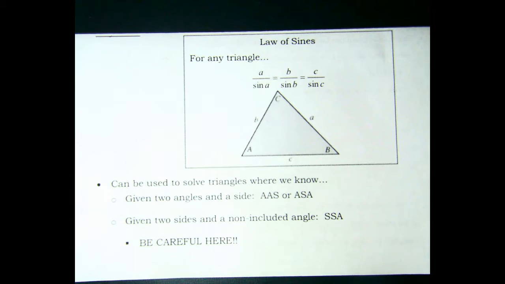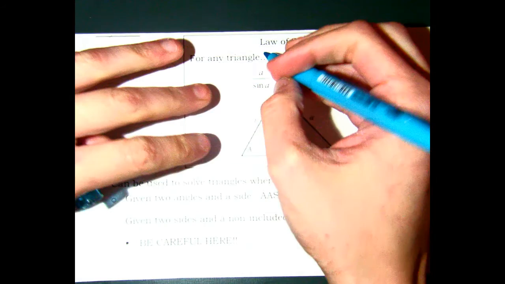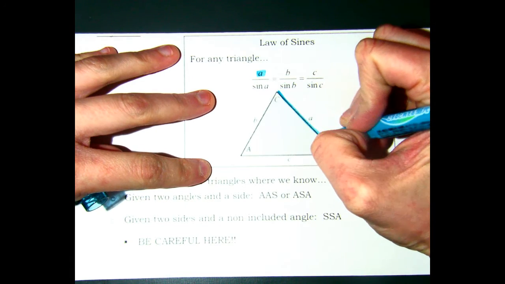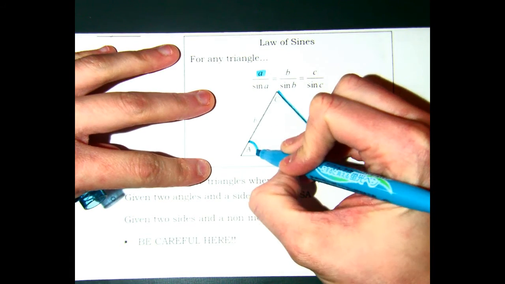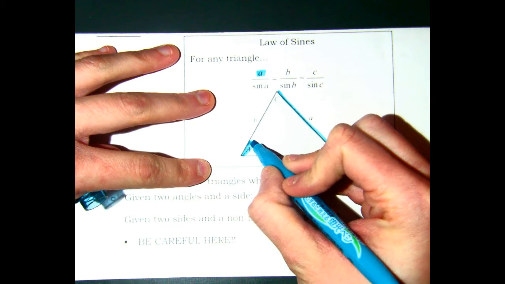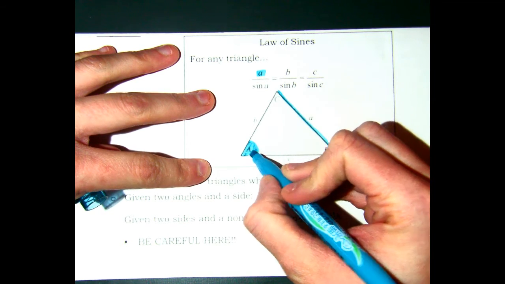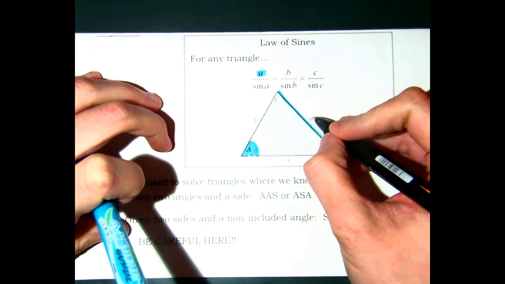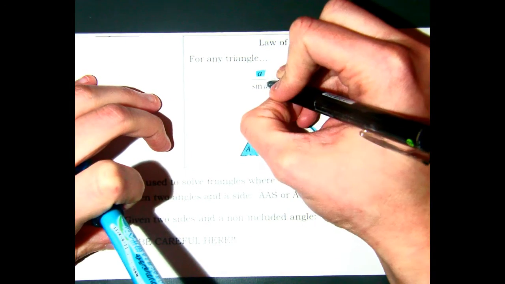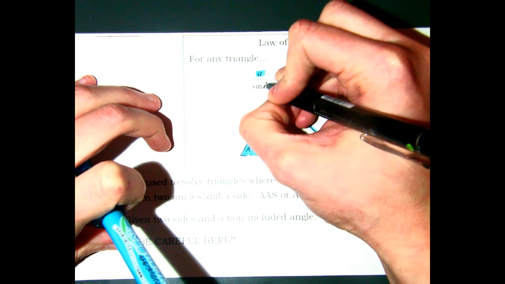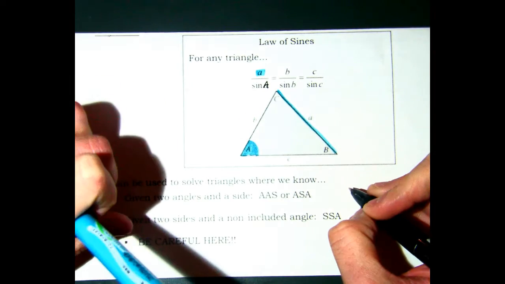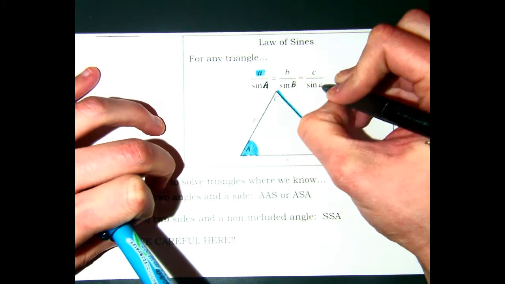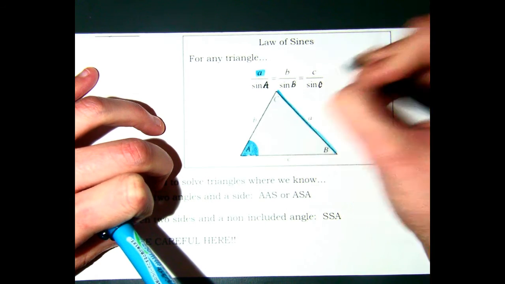So the law of sines proportion says that you have a side length A over the sine of the angle across. Something that bothers me about this that I didn't notice until just now is that you use lowercase letters to denote side lengths and uppercase letters for angles. So we need to change all these to uppercase. Not that you can really tell with the C.